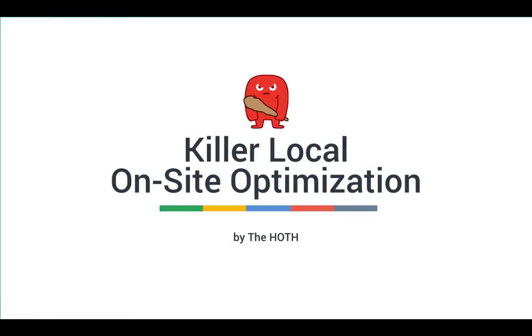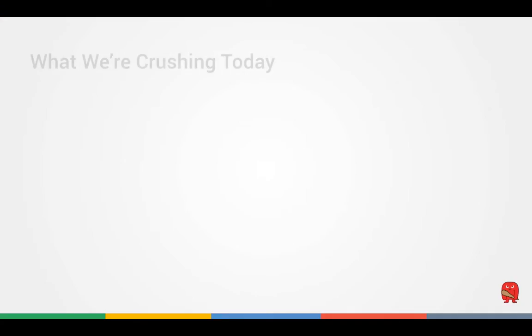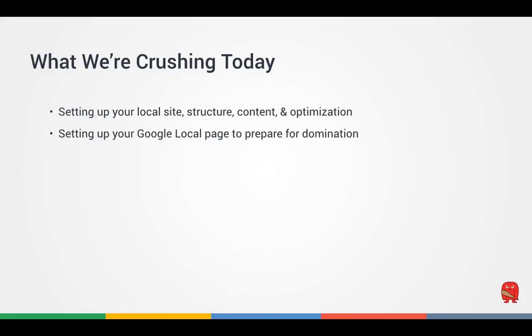Today we're going to be talking about killer local on-site optimization. Exactly what that means, what we're going to be crushing today, is your main site, setting up your local site, the structure and the content, and also the optimization of that site. We're also going to be covering setting up your Google local page to prepare for domination. Basically all the on-site stuff you need to do to make sure that it is set up perfectly.